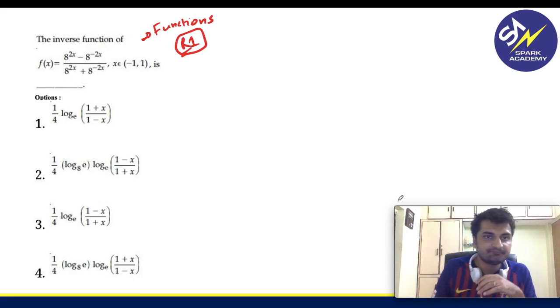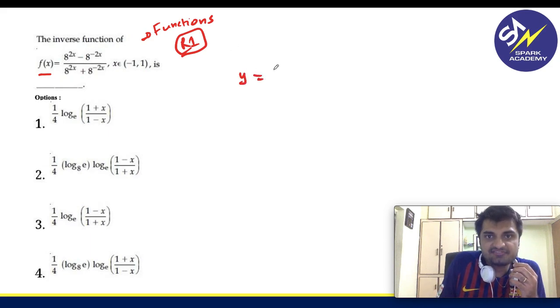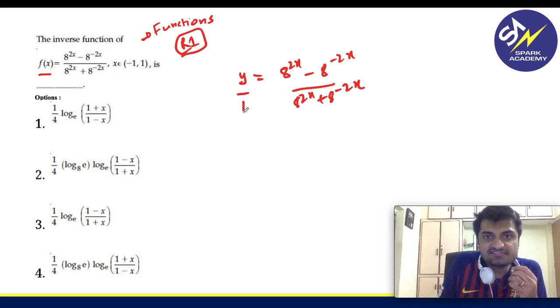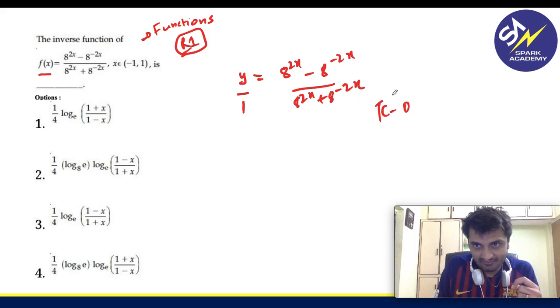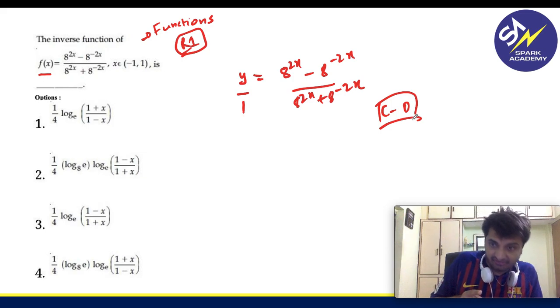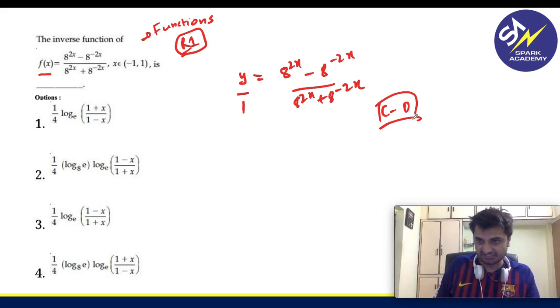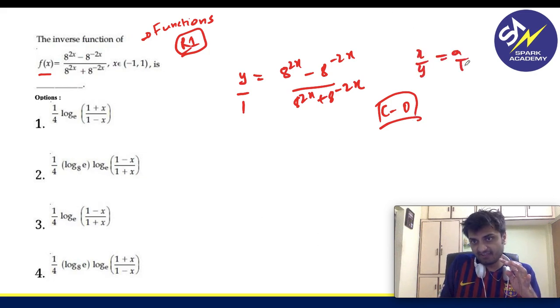Now let's start, guys. First question, they're asking us the inverse of the function. How do you find the inverse? So this is like y equals 8 power 2x minus 8 power minus 2x, divided by 8 power 2x plus 8 power minus 2x. So I can write this as y by 1. Whenever you have these kinds of questions, you can use componendo dividendo. If you saw my previous session on applications of differentiation, I discussed componendo dividendo. What is componendo dividendo? If x by y equals a by b, then x plus y by x minus y equals a plus b by a minus b.